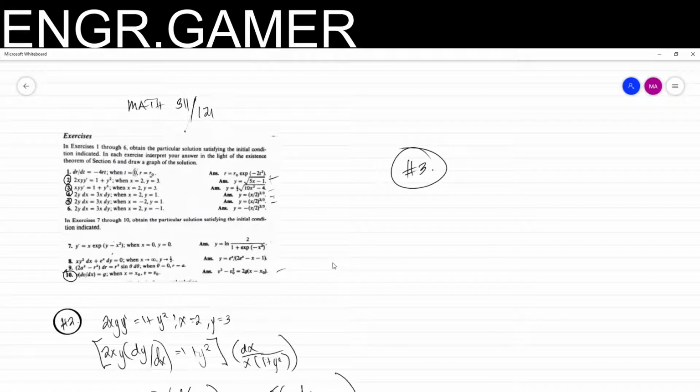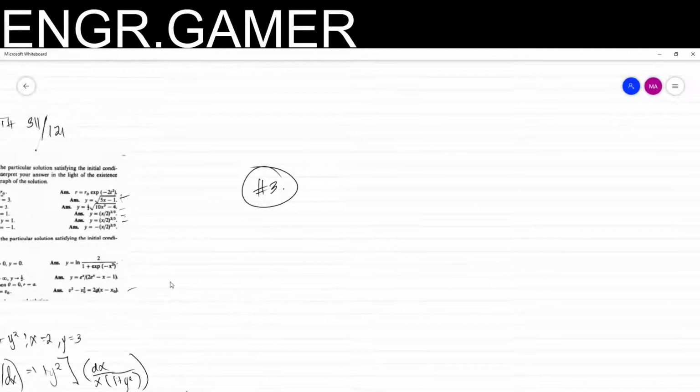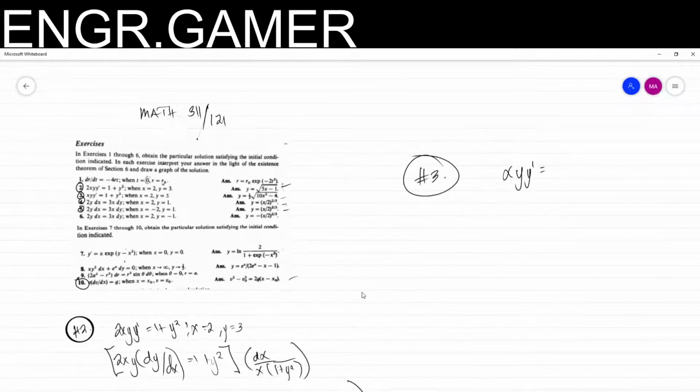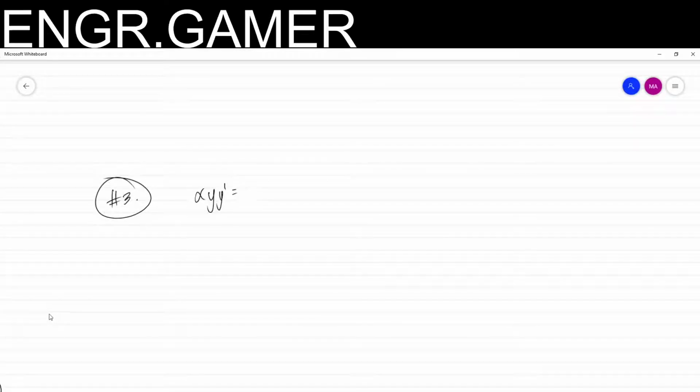Okay. Number 3 is x y prime is equal to 1 plus y squared. When x is equal to 2, y is equal to 3. Check natin: x y prime is equal to 1 plus y squared. Or we have x times y times dy over dx is equal to 1 plus y squared.